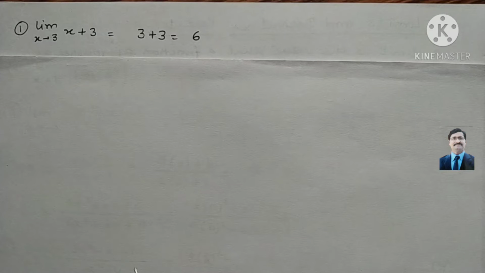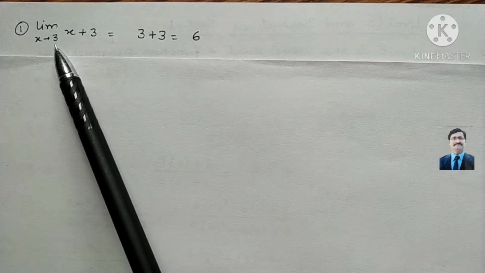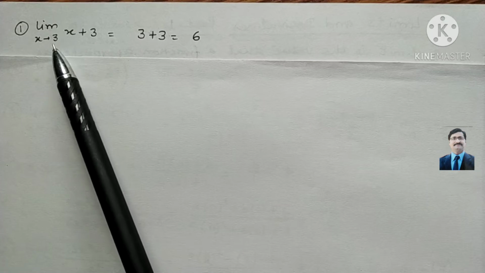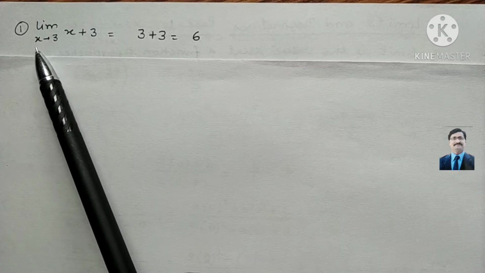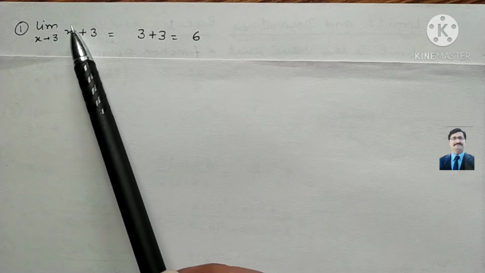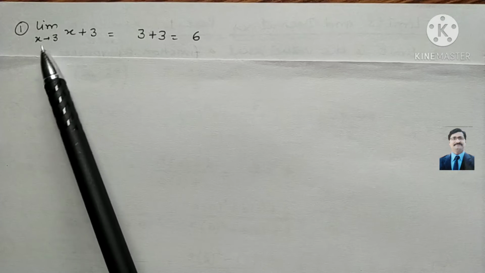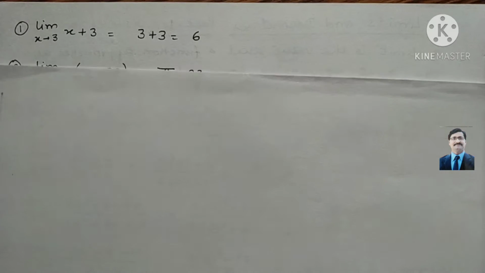Now look here, we will do some questions. The first question is limit as x tends to 3, and the function is x plus 3. So look here, in place of x we will put 3. Okay, x tends to 3 means in place of x we put the value 3. 3 plus 3 we get 6. So limit as x tends to 3 of x plus 3 is 6.